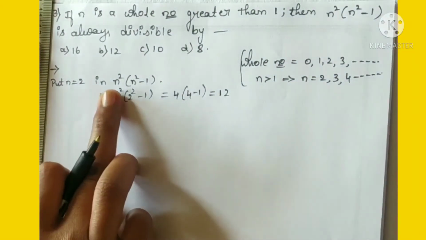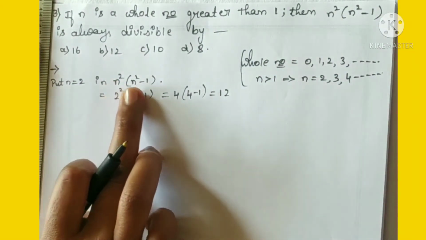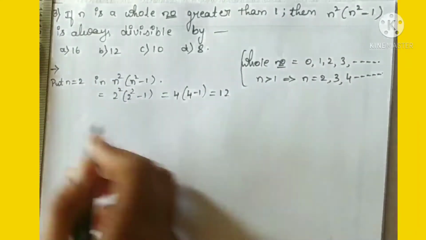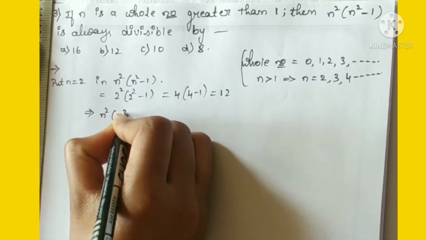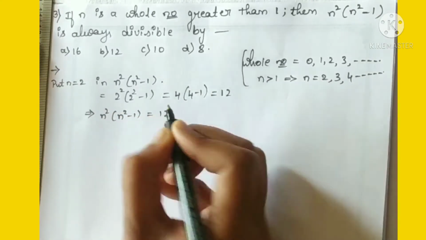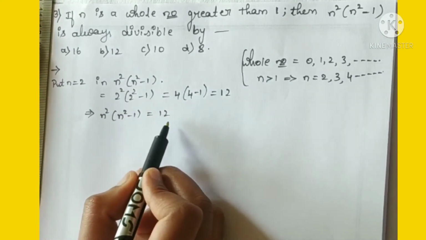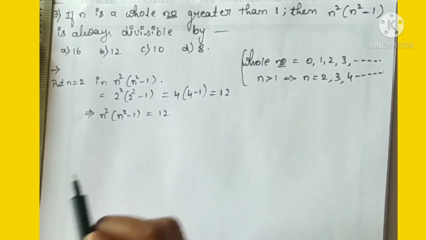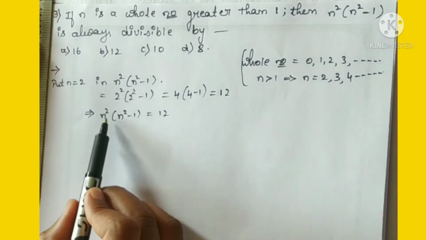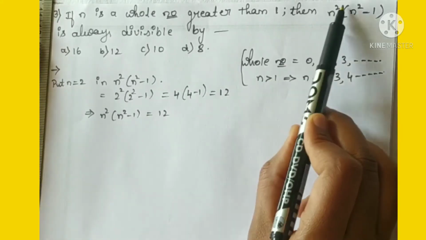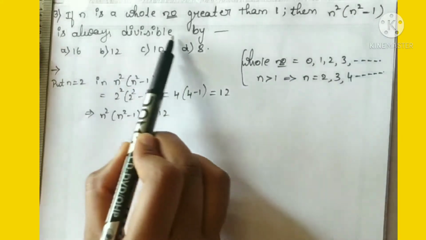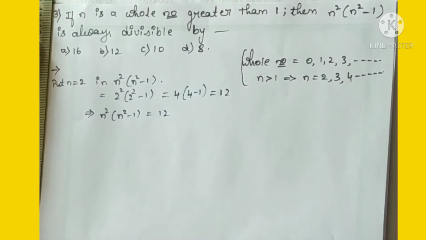Now the value of n square into n square minus 1 is 12, that is n square into n square minus 1 is equal to 12. The value of this is 12. But in the question they asked that n square into n square minus 1 is divisible by. It means 12 is divisible by.